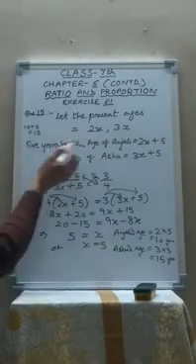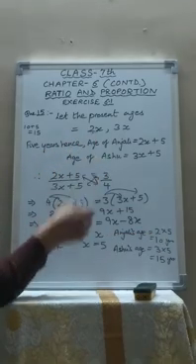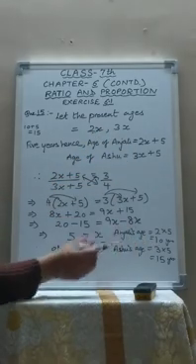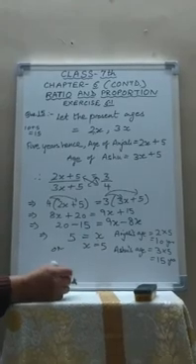So what will be the present age of Anjali? 2x means 2 into 5, 10 years. And present age of Ashu will be 3x. 3 into 5 is 15 years. So children, we will continue the rest of the questions in our next video.